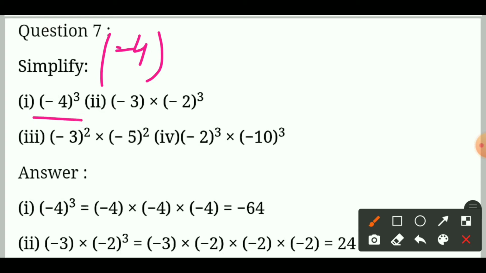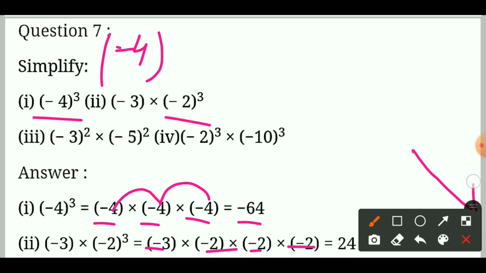the multiplication of minus 4, minus 4, minus 4. 16, 16 4, 64. Okay, minus, minus, minus, so answer is negative. Here in the second part also you can see that minus 3, and here the base is minus 2 and the power is odd. Multiply all this, what you will get here?